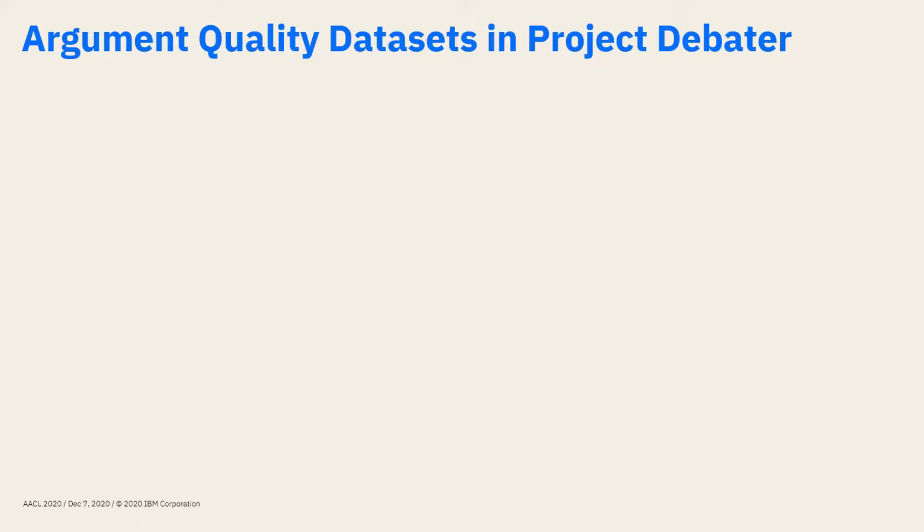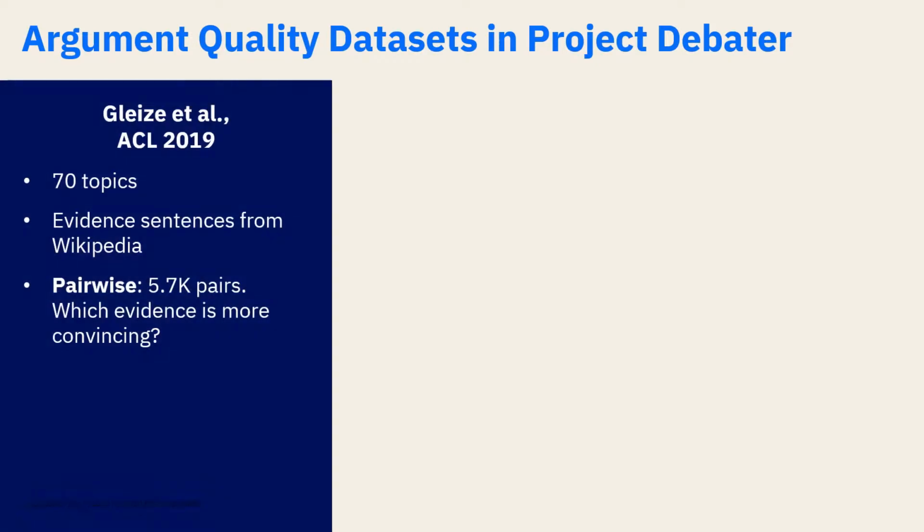As can be understood from the previous slide, developing a large-scale, high-quality dataset on argument quality is one of the main challenges in argument quality research, and we addressed it in a series of works. Gleize et al., in their ACL paper from last year, developed a dataset for evidence convincingness using pairwise annotation. About 5,700 pairs were annotated for 70 topics. The evidence sentences were taken from Wikipedia.